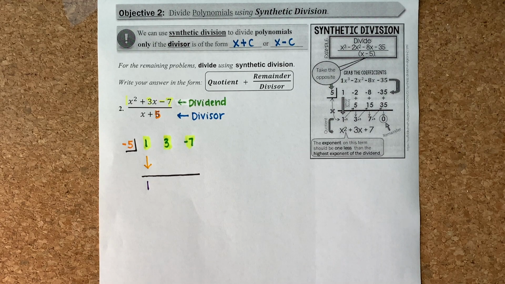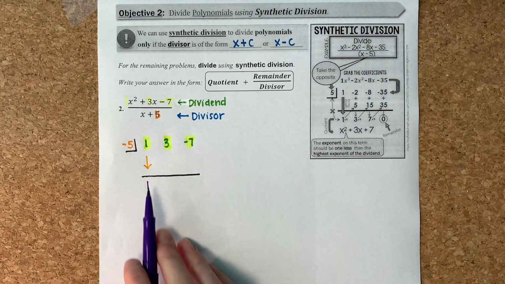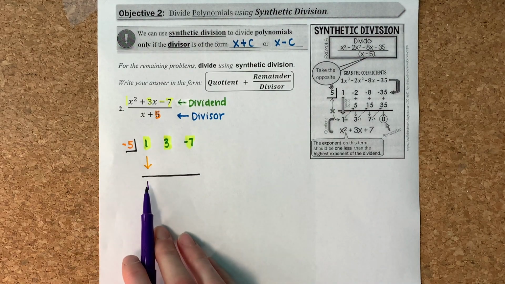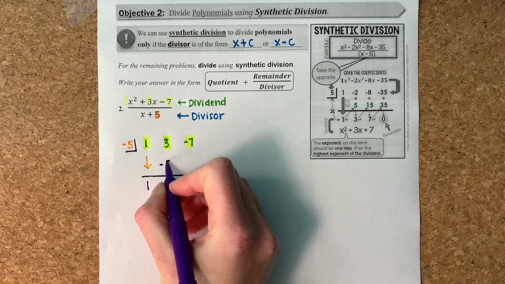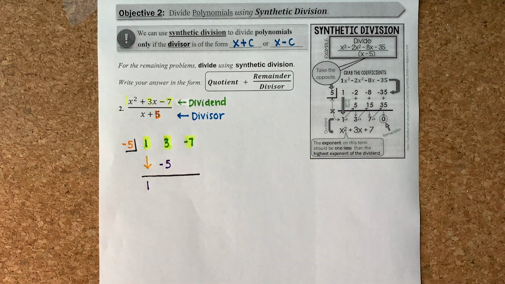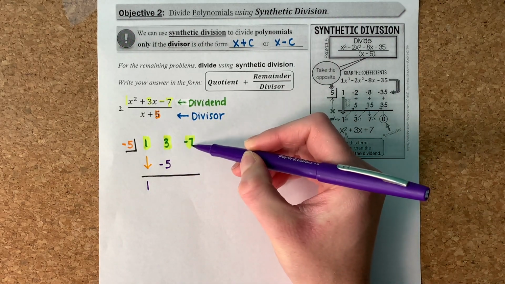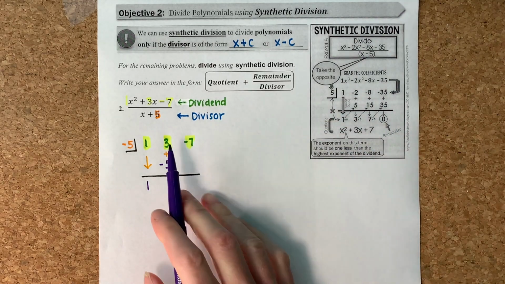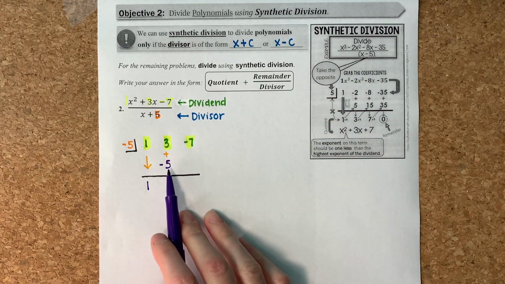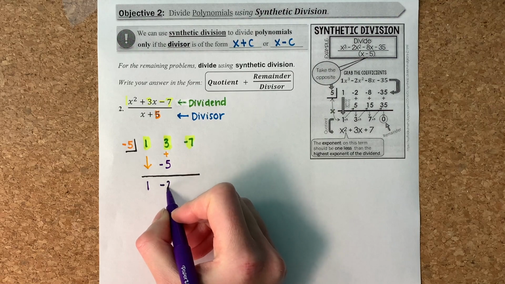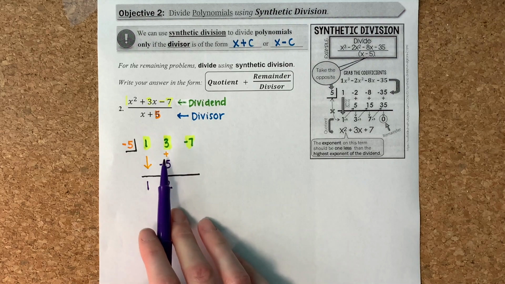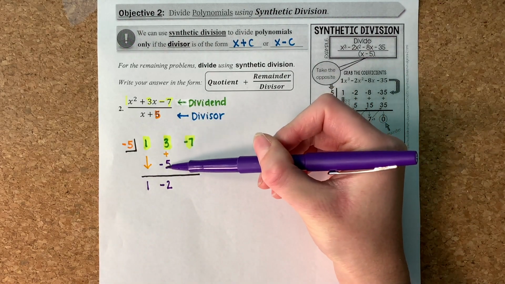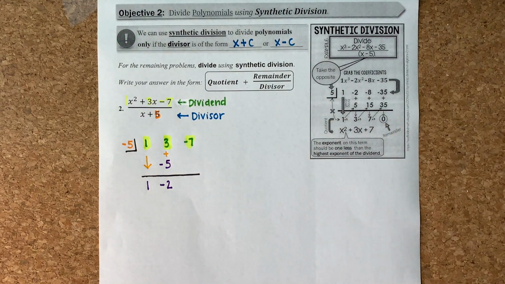We start with multiplying, and we multiply this number by this orange number here. 1 times -5 gives us -5, and we put our answer here. Then you need to remember that you always add numbers in the columns. So we're going to add 3 plus -5 to get -2, and we put our answer here. So we multiplied this number times the -5 and put our answer here, and then we added these two numbers to get -2. So we multiplied, then we added, now we go back to multiplying.